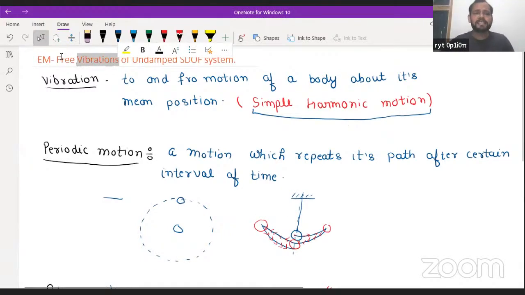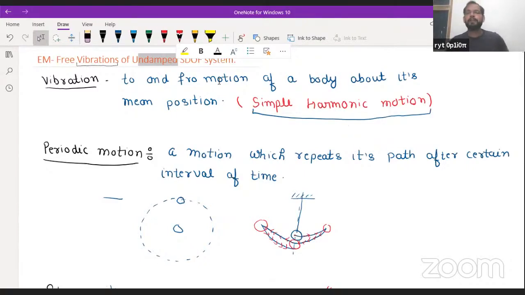After that we will discuss what free vibration is, and later on we will discuss what the undamped term is, and what SDOF, single degree of freedom, is. So please wait for 5 to 10 minutes. You will get to know the meaning of that term.